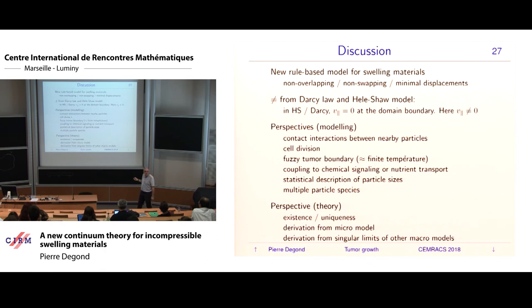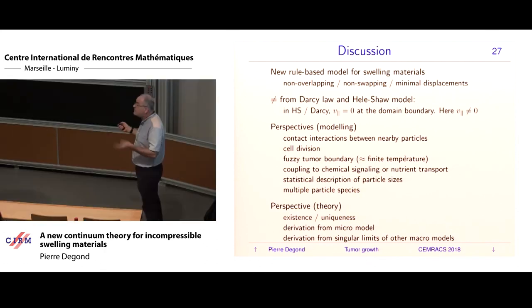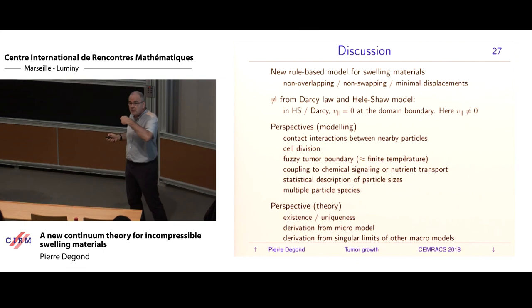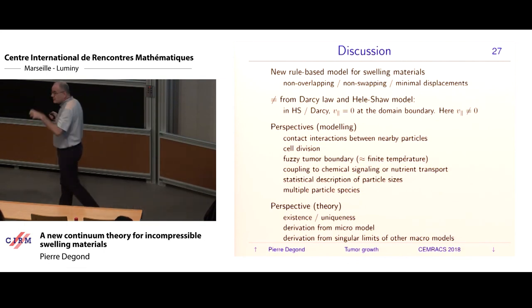Cell division. This is what Michael has done, and we have a kind of preliminary work. What he has done also is adding a fuzzy boundary, because often there is a mushy zone between the tumor and the rest of the tissue. So you could account for this; in some sense, this is a zero temperature model, right? But you could have some finite temperature, and finite temperature would mean that there is a smooth transition between the tumor and the boundary. This is something that Michael has also done. We could, of course, couple to chemical signaling or nutrient transport in the equation for how the tumor volume grows.